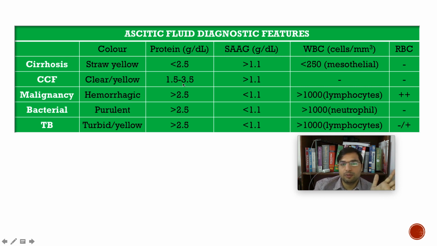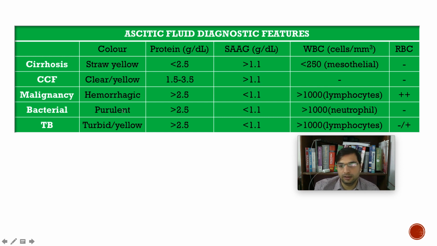The proteins will be 1.5 to 3.5, the SAAG score will be greater than 1.1, and there will be no WBCs and RBCs, then it is purely congestive cardiac failure, right? Congestive cardiac failure leads to very transparent ascitic fluid. Then malignancies: the color will be hemorrhagic, bloody. Proteins will be greater than 2.5, SAAG score will be less than 1.1, and there will be a huge amount of RBCs and WBCs, right?